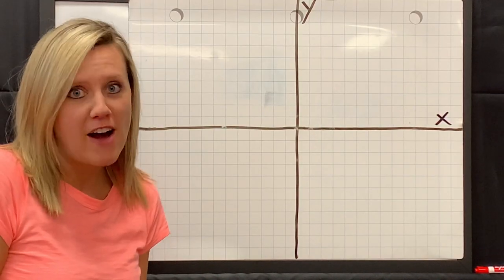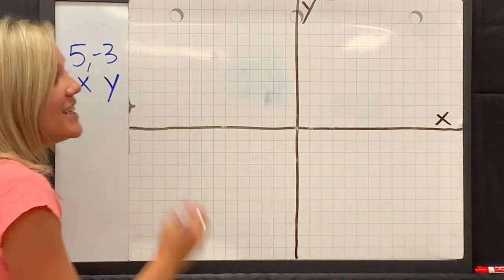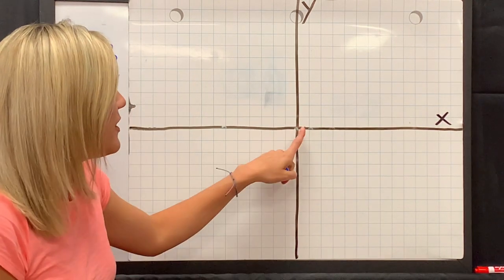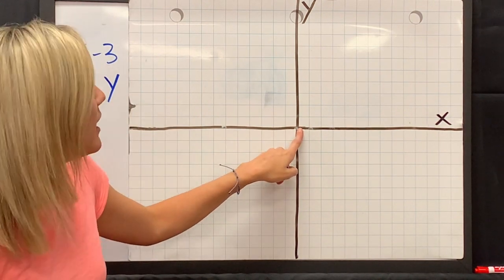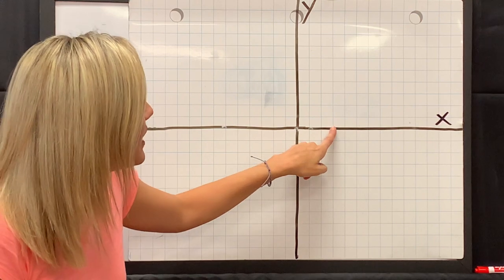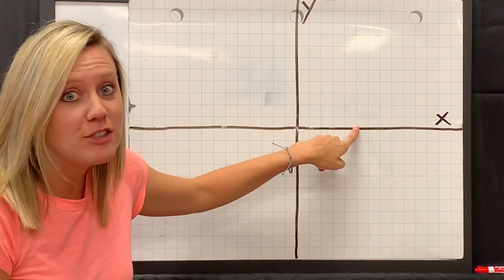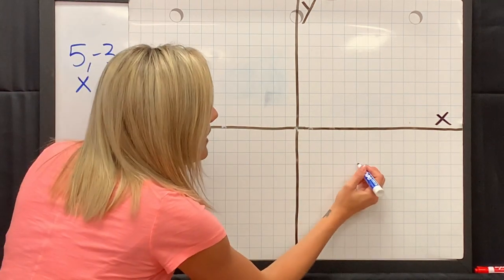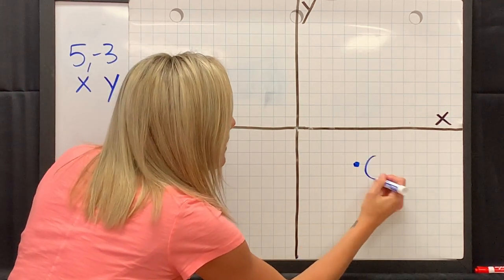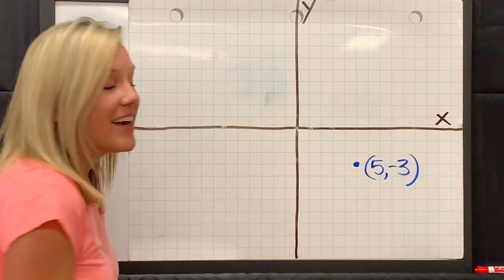Let's try another. Let's graph (5, -3). So again, I'm going to start at the origin, and since my 5 is positive, I'm going to move right. 1, 2, 3, 4, 5. And then my 3 is negative, so I'm going to go down. 1, 2, 3. And here is that point, (5, -3).